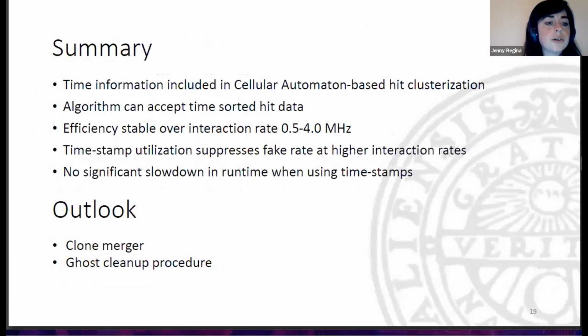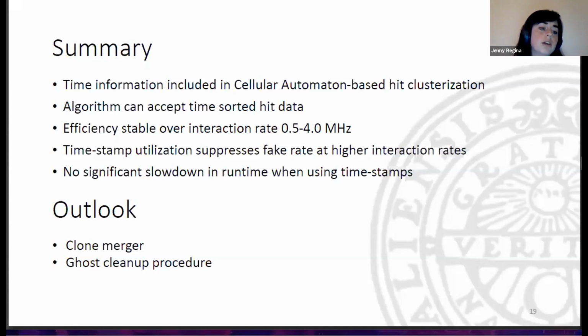Yes, and now I already come to the summary. So the most important part here is that timing information is included in the cellular automaton-based hit clusterization, and also that the algorithm can now accept time-sorted hit data. And we also see from the results that the efficiency is stable over the interaction rates, corresponding to 0.5 to 4 megahertz, which corresponds to the start setup of PANDA.